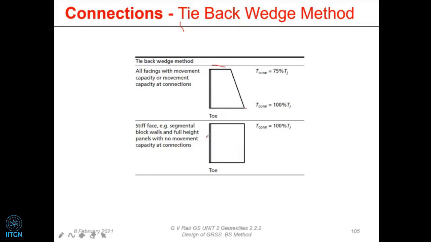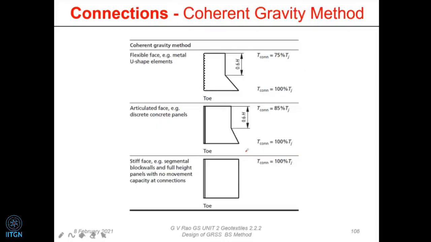If it's a stiff face, something like a full height panel, both at the top and bottom we require 100% T_J. That means whatever is the tension here, we provide 100% of the connection also. And it looks actually silly. We are providing a wall to take care of this. But then the construction issues, which we'll discuss a bit later, are going to make us take the connection. And there are many cases in India also where the connections have given us a lot of issues.